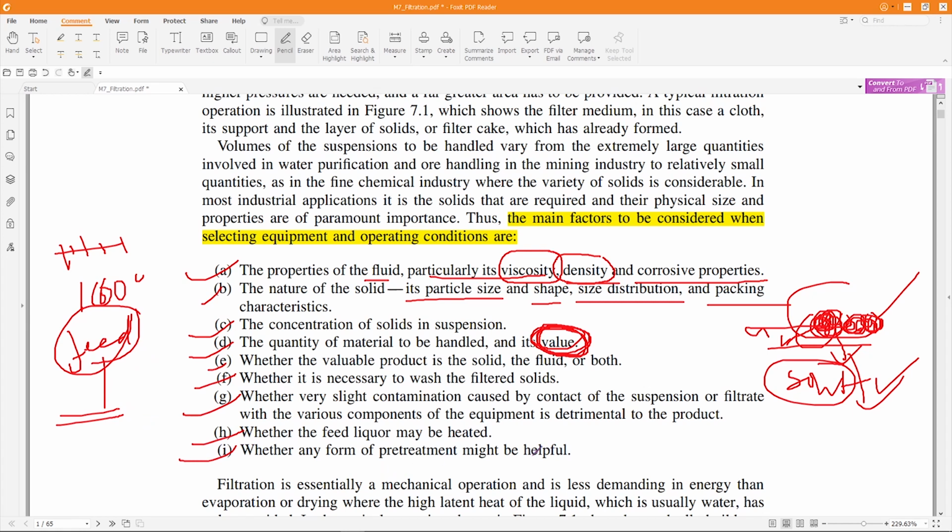Whether any form of pre-treatment might be helpful. Sometimes you can pre-treat the feed so that you can get a better product, or you can do the filtration easily, right? Suppose you want to filter drain water, then it's very difficult, right? So first you remove the larger solid particles like plastic, then only you can filter it, right? So this kind of pre-treatment is necessary sometimes.